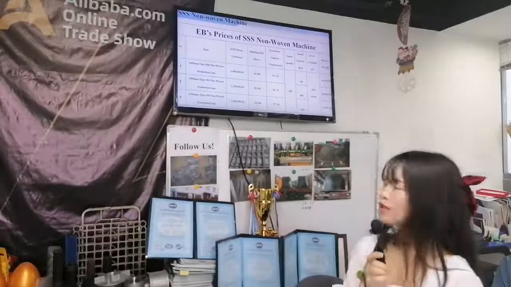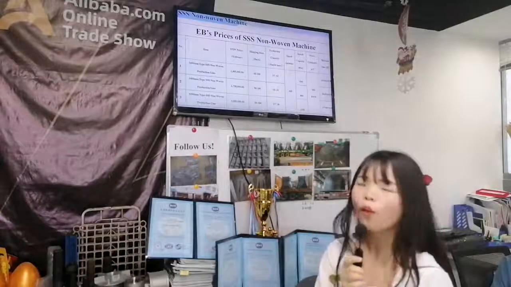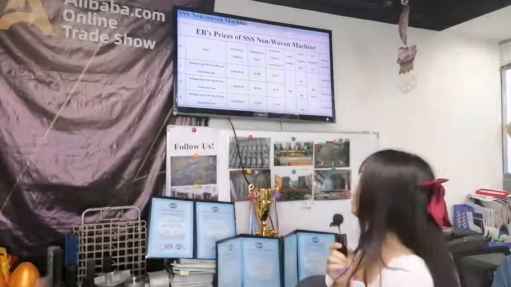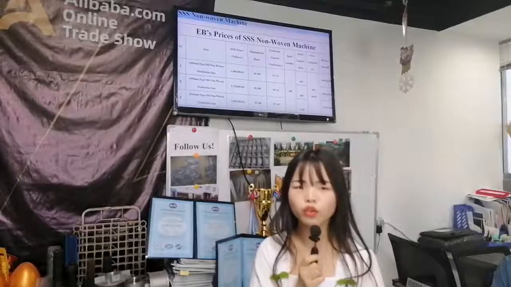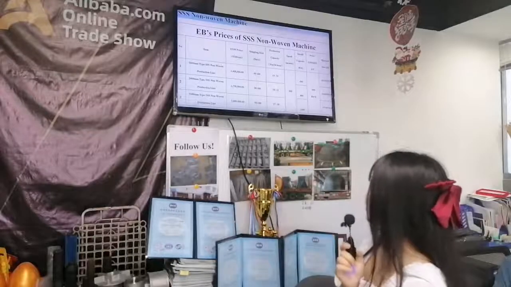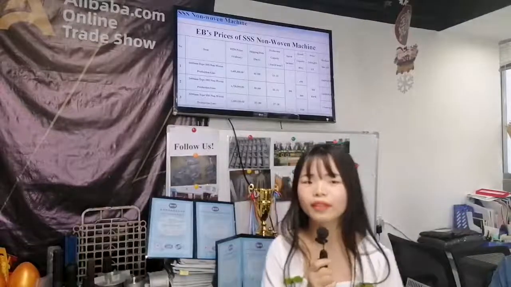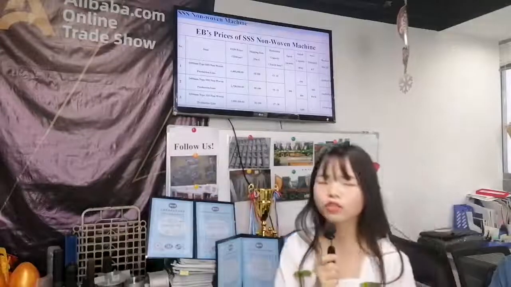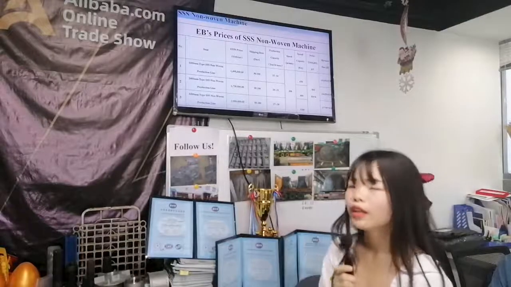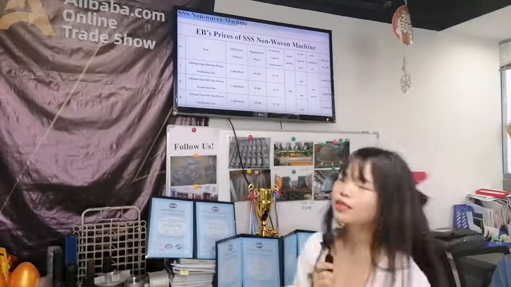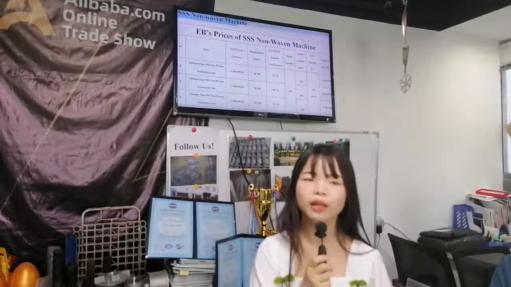Type 2 is the 2400 mm type SSS non-woven production line. This product size is 172.8 million. Product capacity is 20 to 21 per hour. Install capacity is 800. The product machine size is 13 and 13 and 13 and 10.5.